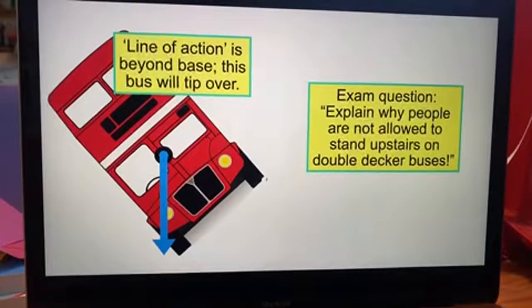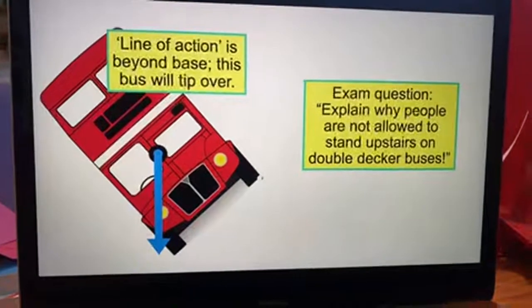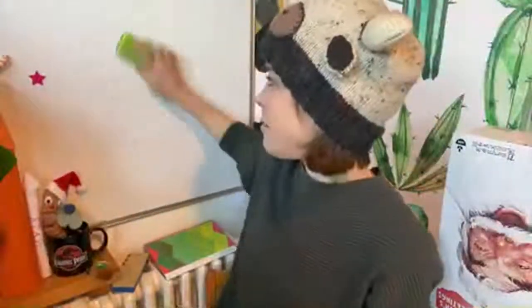It's got a bit dark, this, hasn't it? So you would get an exam question like, explain why people are not allowed to stand upstairs on double-decker buses. And hopefully you're fairly confident about that now. Why are people not allowed to stand upstairs on double-decker buses?